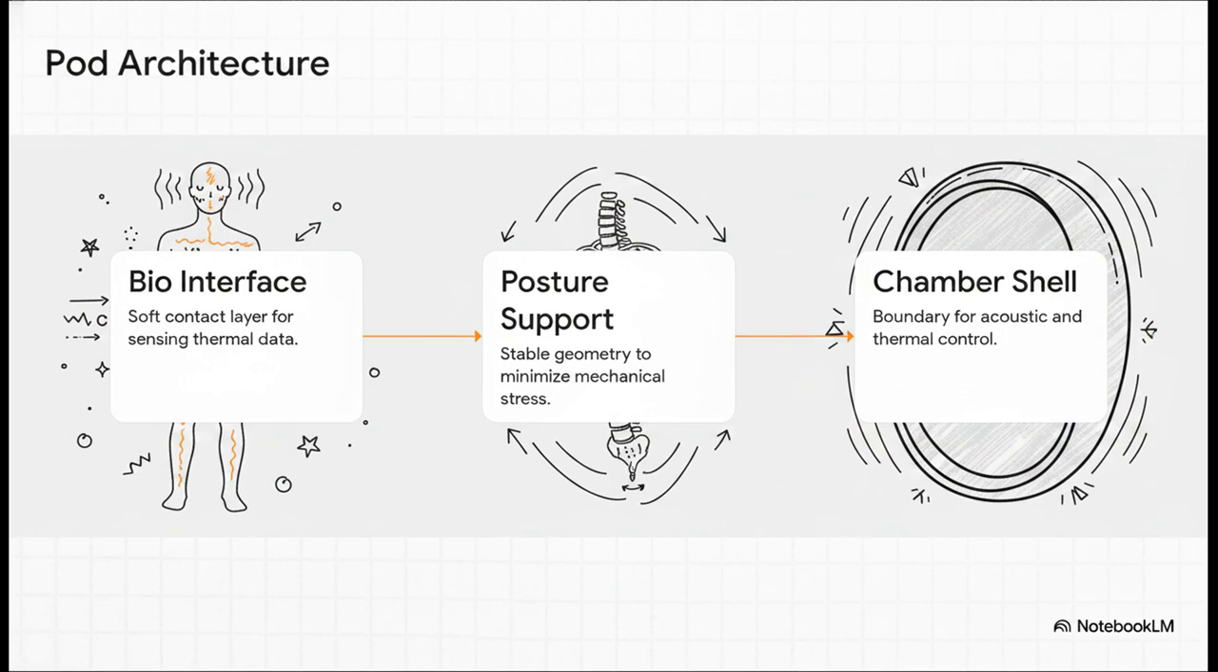So what does this sleeping suit or coherence pod actually look like? Well, step 1 is the biological interface. This is a soft contact layer that gathers real-time sensing and thermal data. Step 2 is posture and support. By creating a really stable geometry, we artificially boost your structural stiffness and minimize mechanical stress. And step 3 is the chamber shell. This acts as a rigid boundary that controls acoustic and thermal noise, which essentially acts as a shield to protect your depth.